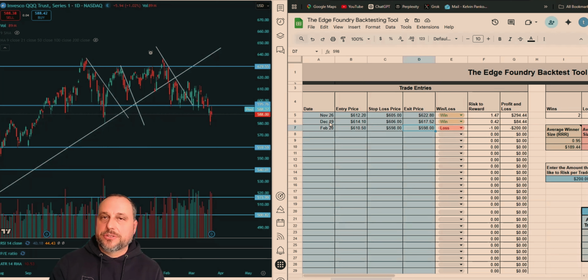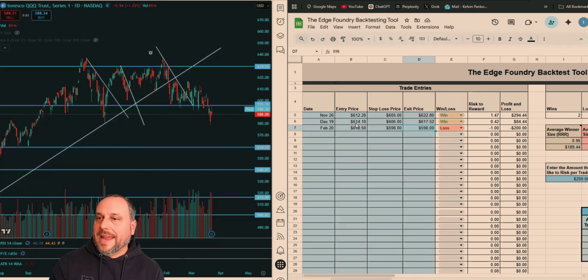Again, reference to Trading in the Zone. If you haven't read Trading in the Zone, make sure to read that book. That's a key book. Next occurrence happened right here on December the 19th. We had a pullback and we went ahead and broke that trend.